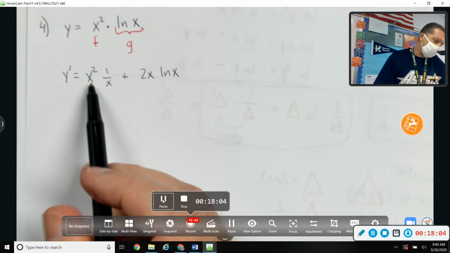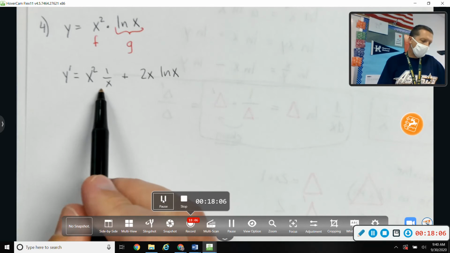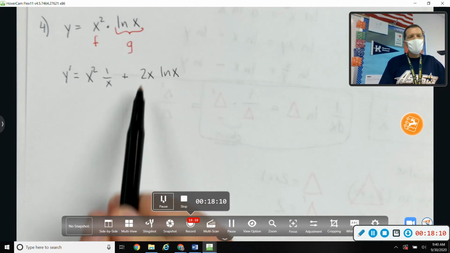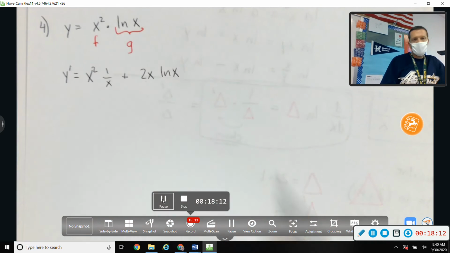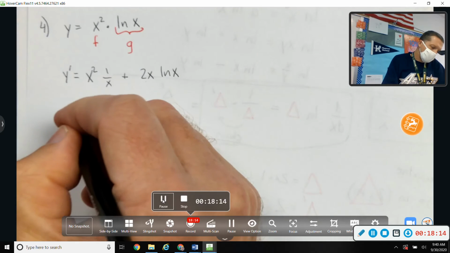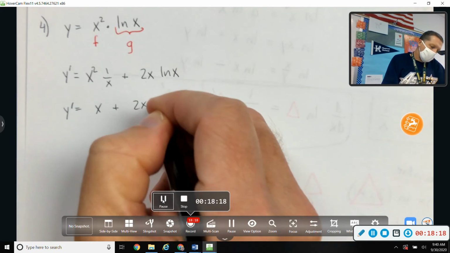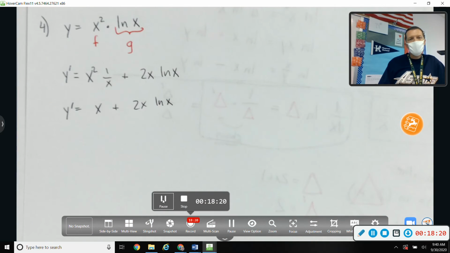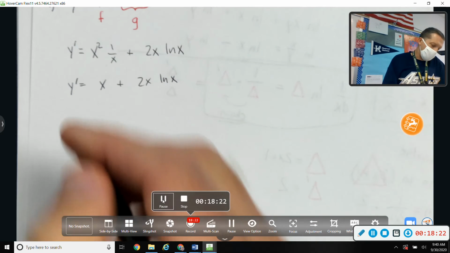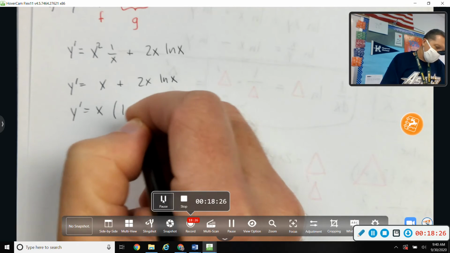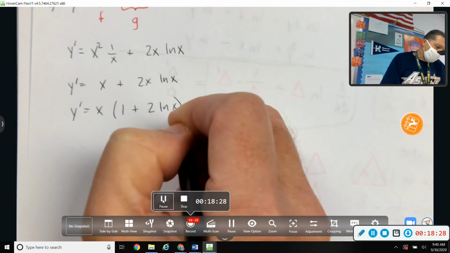First times derivative of the second plus second times derivative of the first. Perfectly acceptable free response answer. Although you've seen enough calc chat and multiple choice tests to know that that's not going to be the final answer. We're going to do a little bit of algebra just to make sure you're on your toes there.